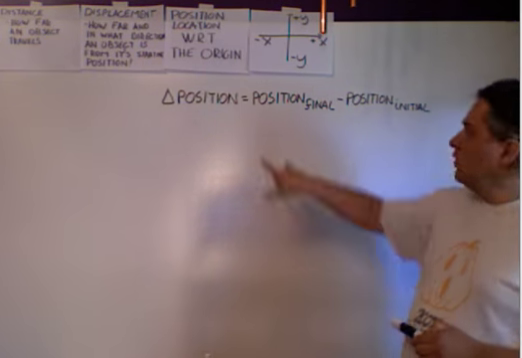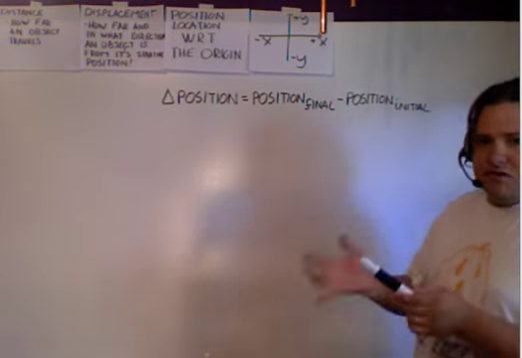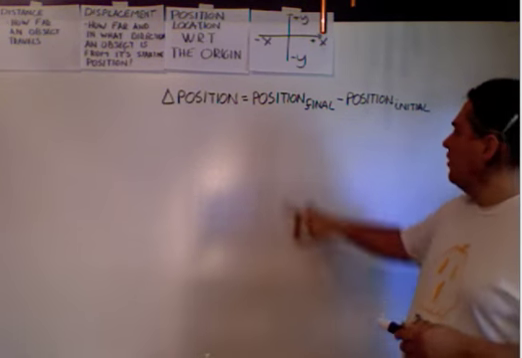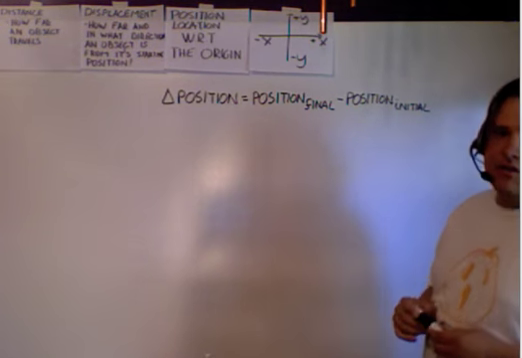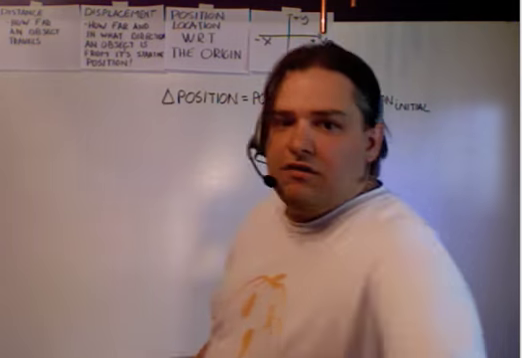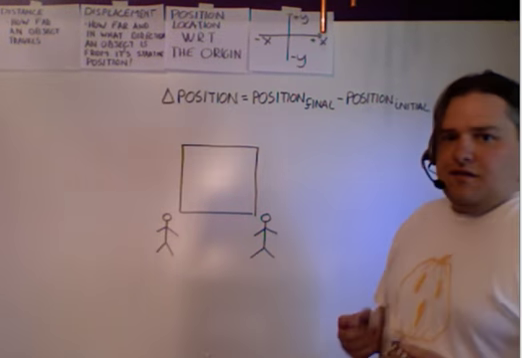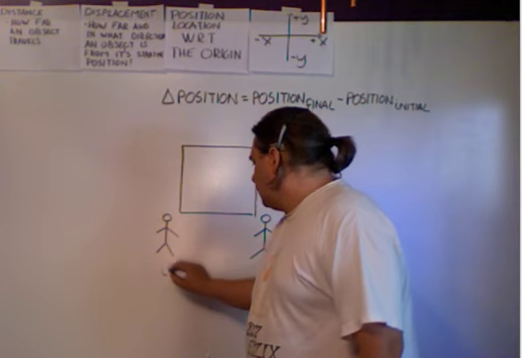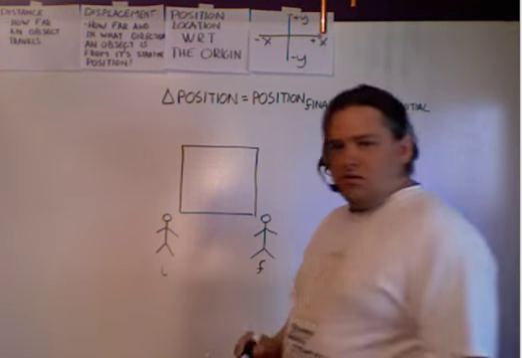Okay? So when we're talking about the change in position, change in velocity, the change in force, the change in whatever, it's the final minus the initial. Okay? Now I'm going to give you an example. Going back to this city block that's 10 meters in length, this is going to be his initial position, this is going to be the final position.